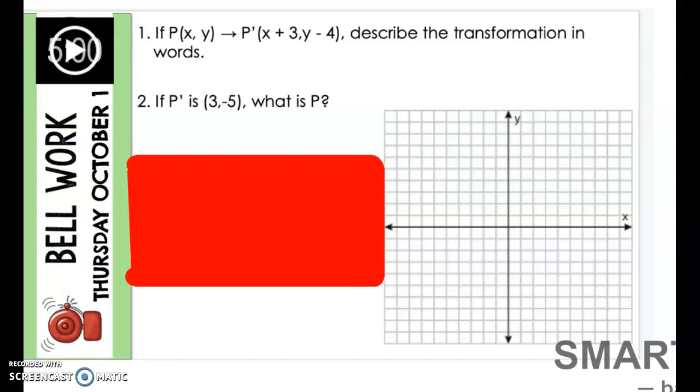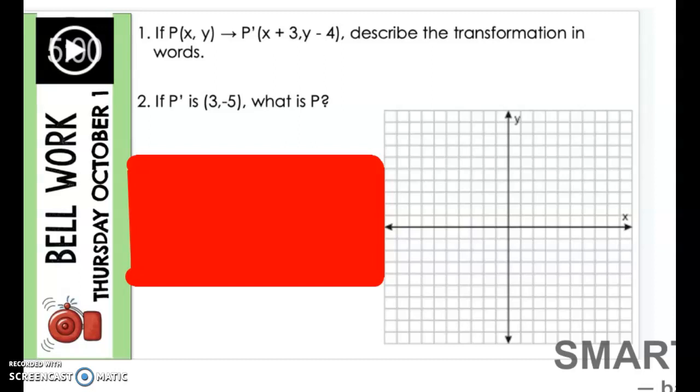All right, today we're going to go over the solutions to the Bellwork problems from Thursday, October 1st. There are 3 problems on your paper. We are only going to do number 1 and number 2. So we're not going to do the third problem that would utilize this coordinate plane here. We're just going to do number 1 and number 2.